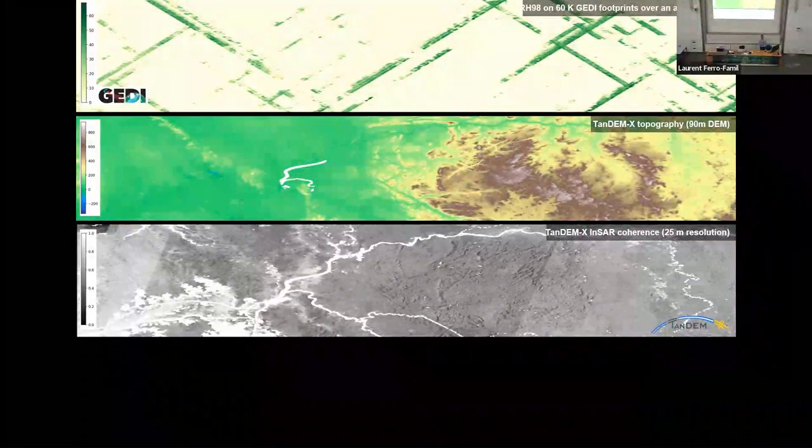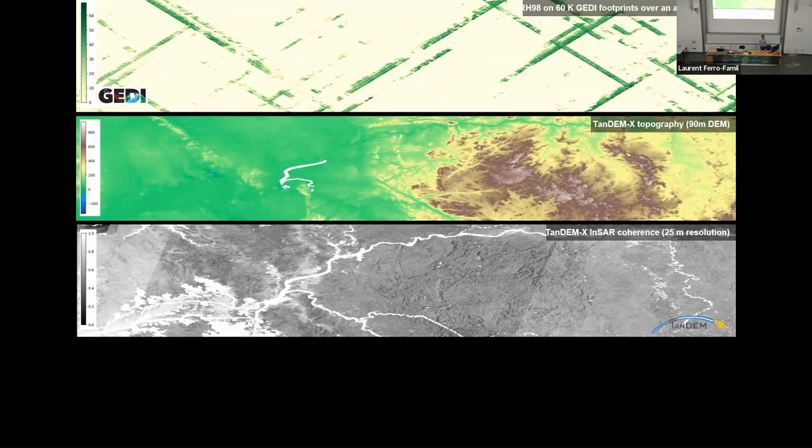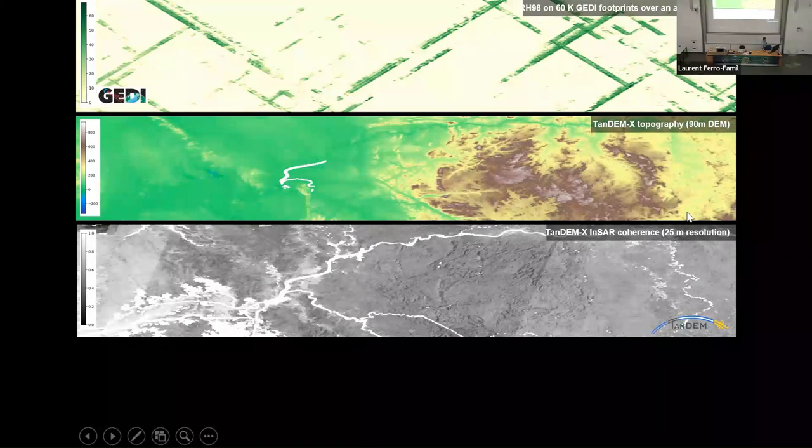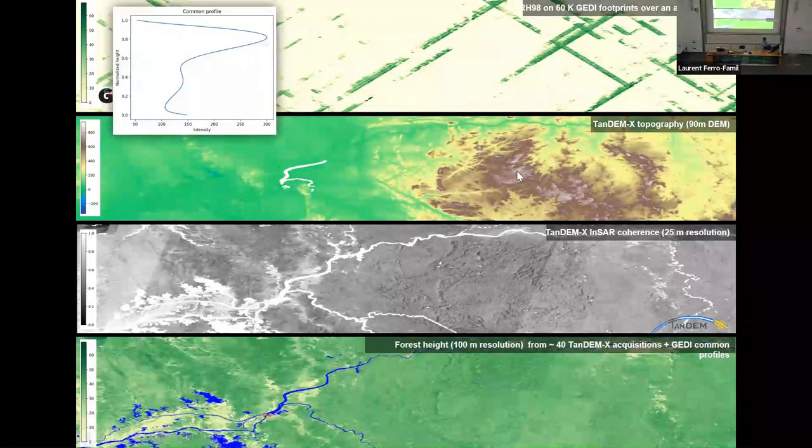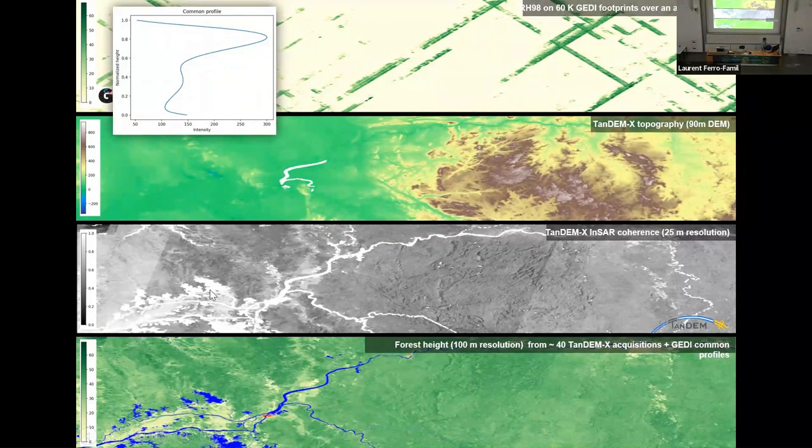We will see how to do this in the exercise this afternoon. So then we had this set of scenes in Gabon. These are the GEDI acquisitions, where they are. They're just 60,000 GEDI acquisitions. Then here is the area covered by the TanDEM-X acquisition, that's the coherence, and that's the forest height that we get. Of course, here we didn't estimate topography. We don't need to estimate topography. We kill the phase. We just consider the coherence magnitude. So in your model, you don't have the phase anymore. You stay with the magnitude.